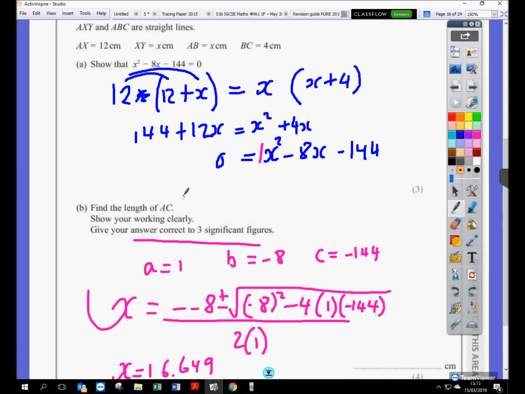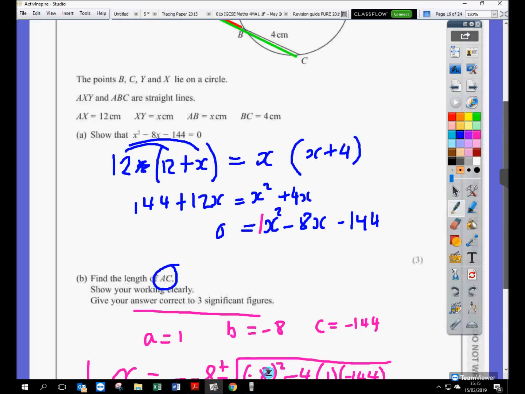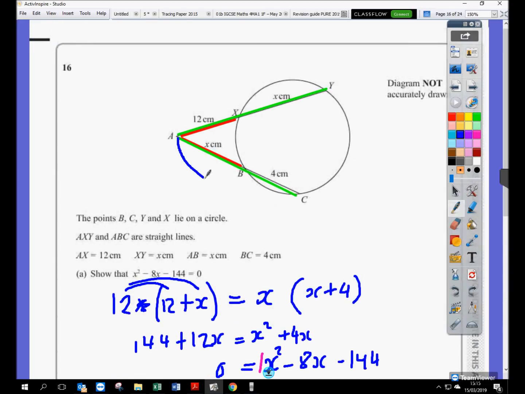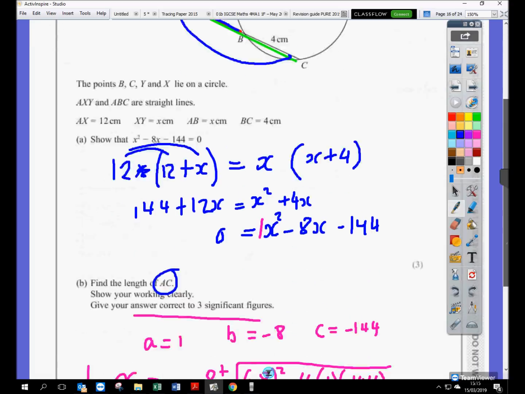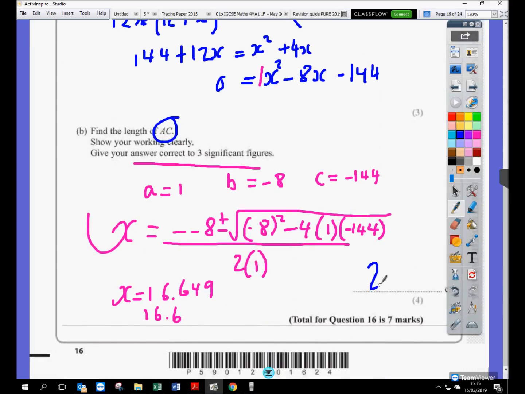The question asks for the length of AC. So AC is this bit here. So I've just worked out this part is 16.6. Add another 4 onto it. So you get 20.6 as the answer to the question.